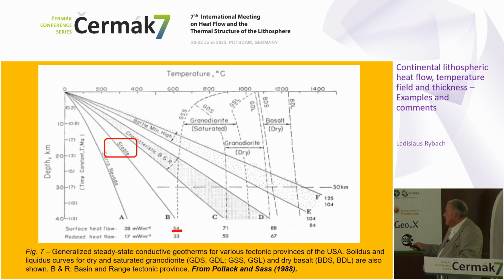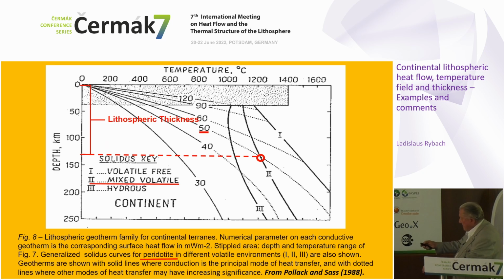I'm not so happy that they think that the continental lithosphere has basalt. This is rather reserved for the oceanic lithosphere. But certainly the solidus curves are certainly right for diorite and granodiorite. Now, I take this figure over into the next figure. The previous figure is this. And now we go much deeper.